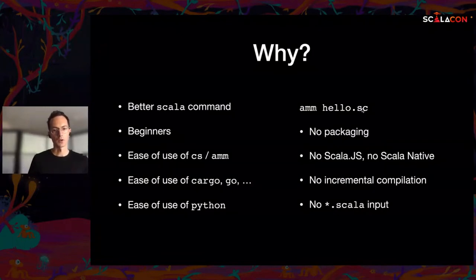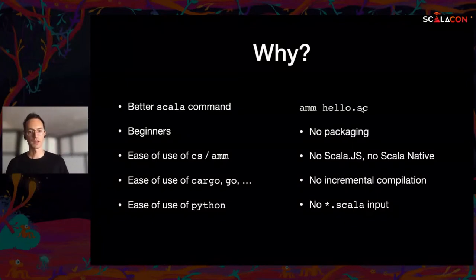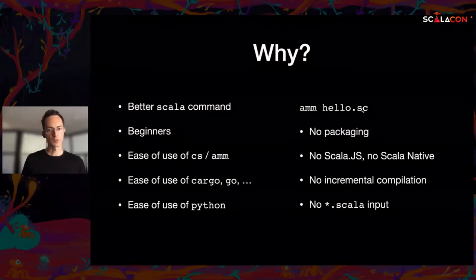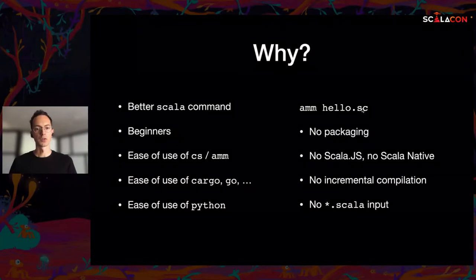Among the other sources of inspiration for Scala CLI, there are sources in other ecosystems, such as in Rust or Go, such as Cargo in the Rust ecosystem or the Go CLI in Go, which are quite handy if you program in any of these languages.